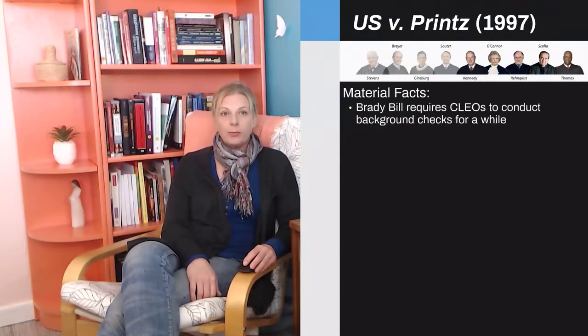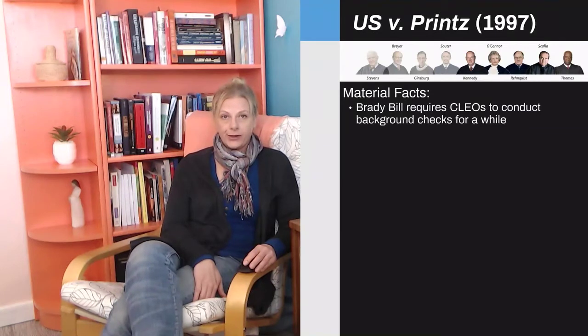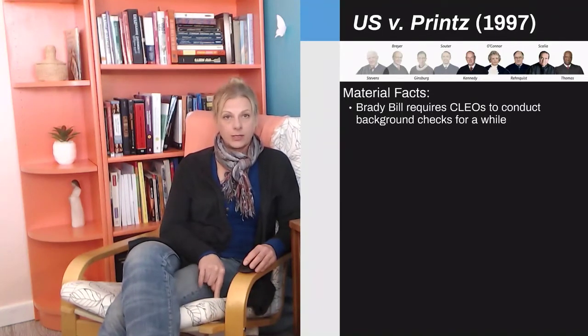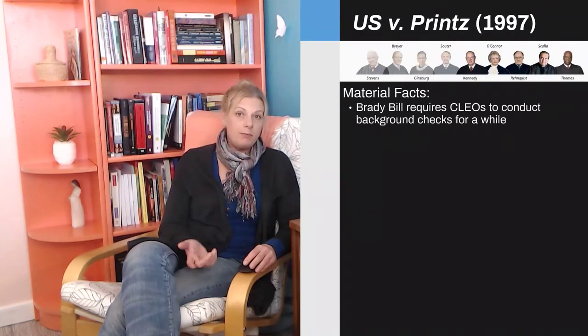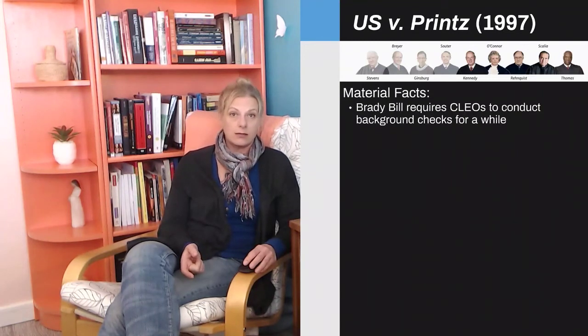So the next case about the anti-commandeering doctrine is U.S. versus Printz, and this is a few years later. This one has to do with the Brady Bill, which was a gun control measure from the late 90s. The Brady Bill required local chief law enforcement officers to conduct background checks. And this wasn't permanent. This was basically a recognition that the federal government hadn't yet developed the infrastructure to be able to do background checks on everybody.